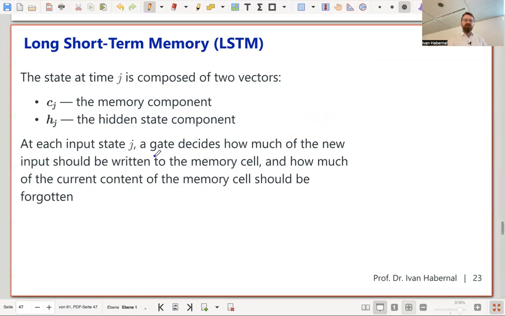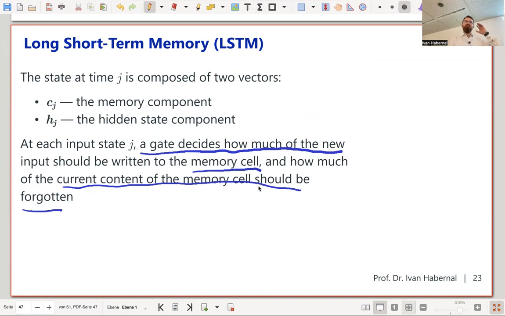And at each state, there's a gate, and the gate decides how much of the new input should be written to the memory cell, and how much of the current content of the memory cell should be forgotten. Oh, okay. Yeah, that's what we did before. I mean, the gates. So there will be a gate, and the gate will tell me, if you get this input, add it to this memory and keep the memory on the other positions.